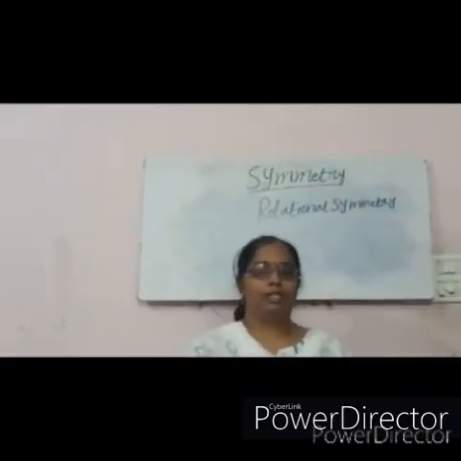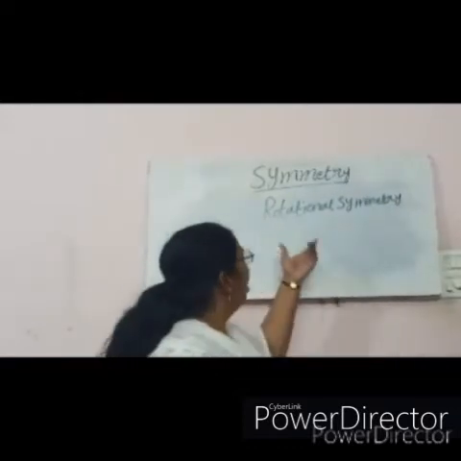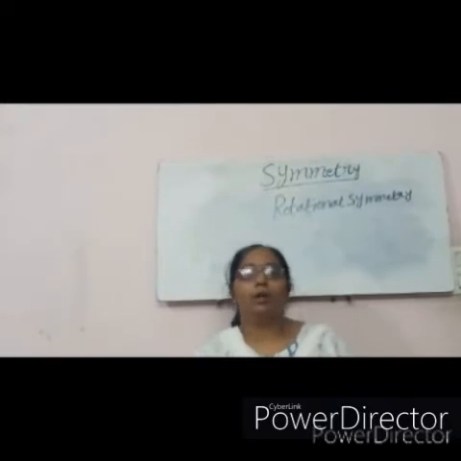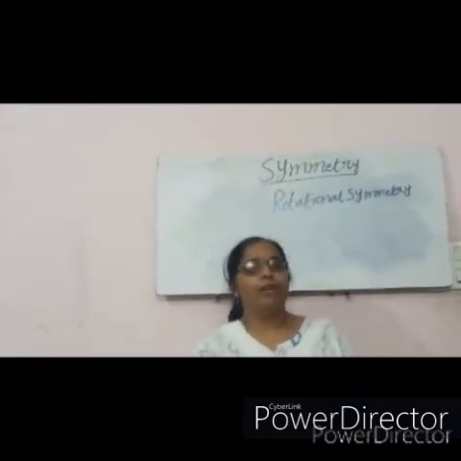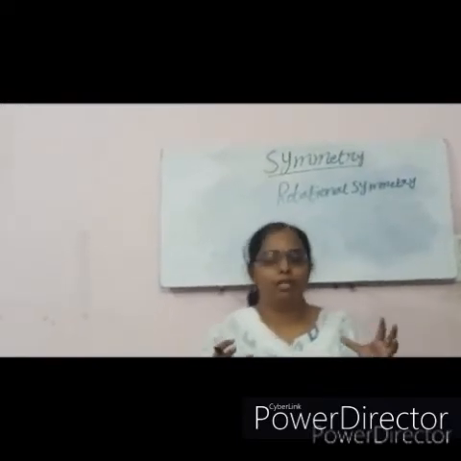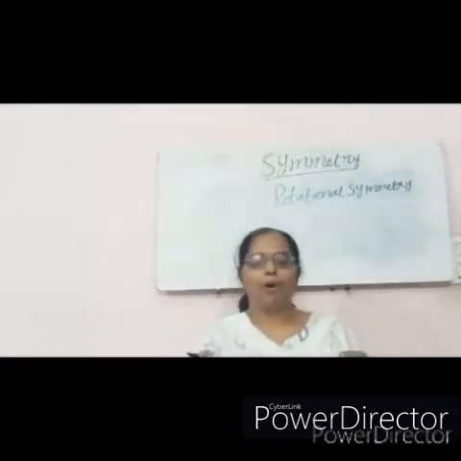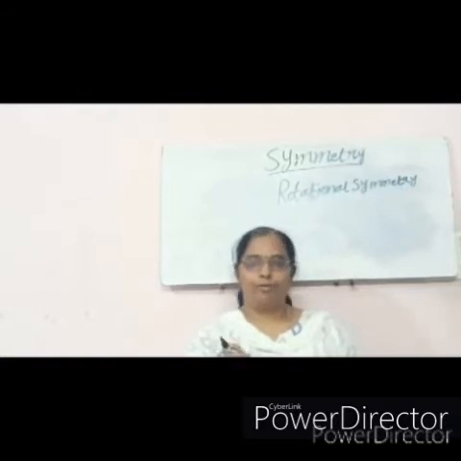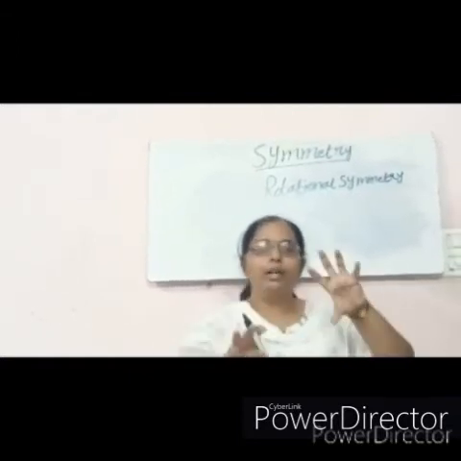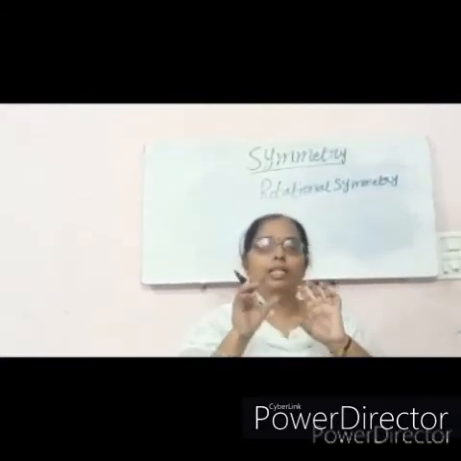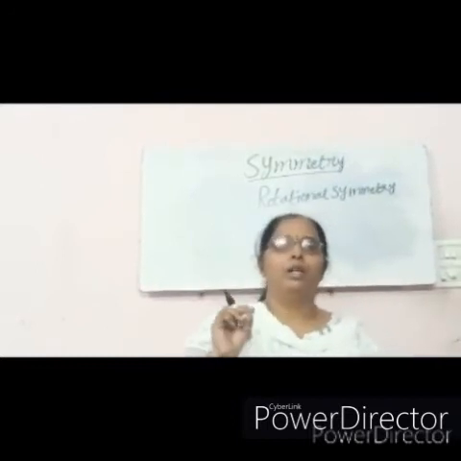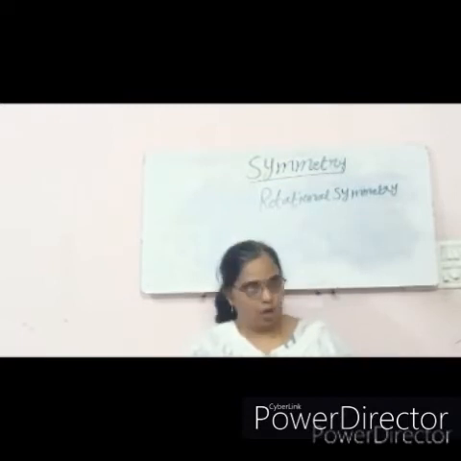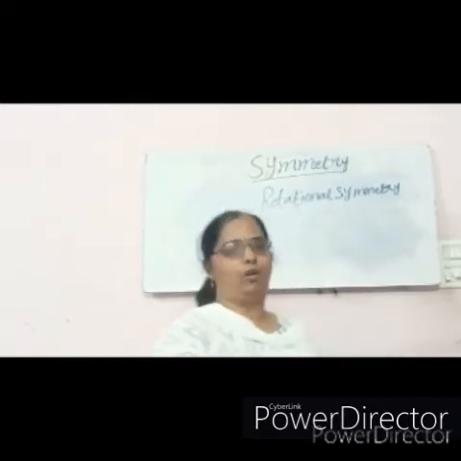Now the second type of symmetry is rotational symmetry. So now, what is a rotational symmetry? If a figure rotates about a fixed point, then that point is called the center of rotation. It could be in a clockwise direction or anti-clockwise direction.